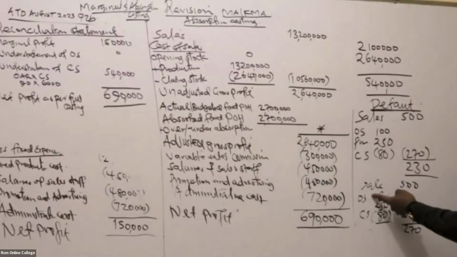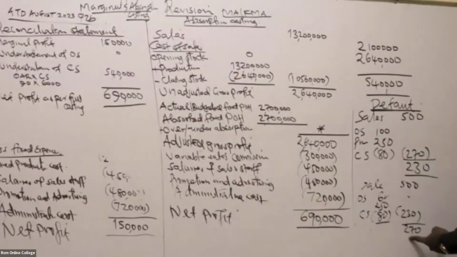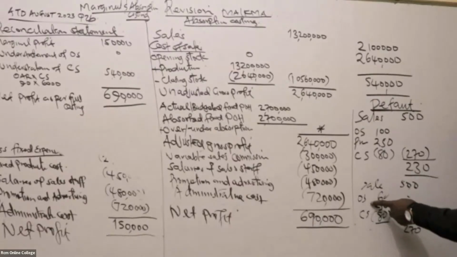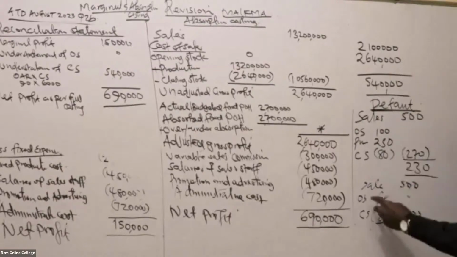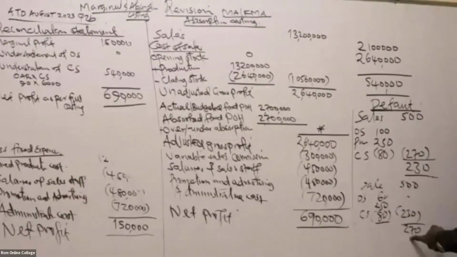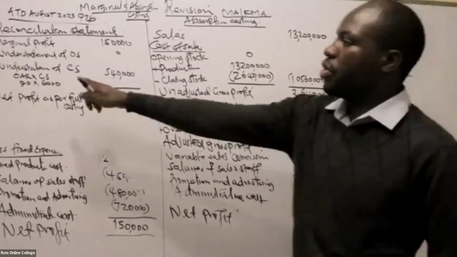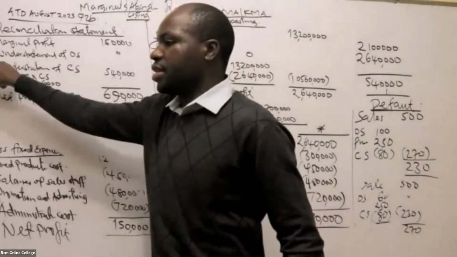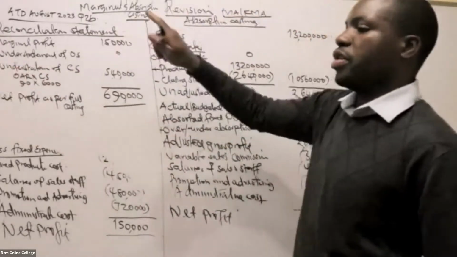When you understate opening stock, you are exaggerating your profit from 230 to 270. From 230 to 270. Understatement of opening stock by 40 shillings exaggerates our profit by how much? By 40 shillings. So how do we get back to the real profit? We deduct the understated opening stock.